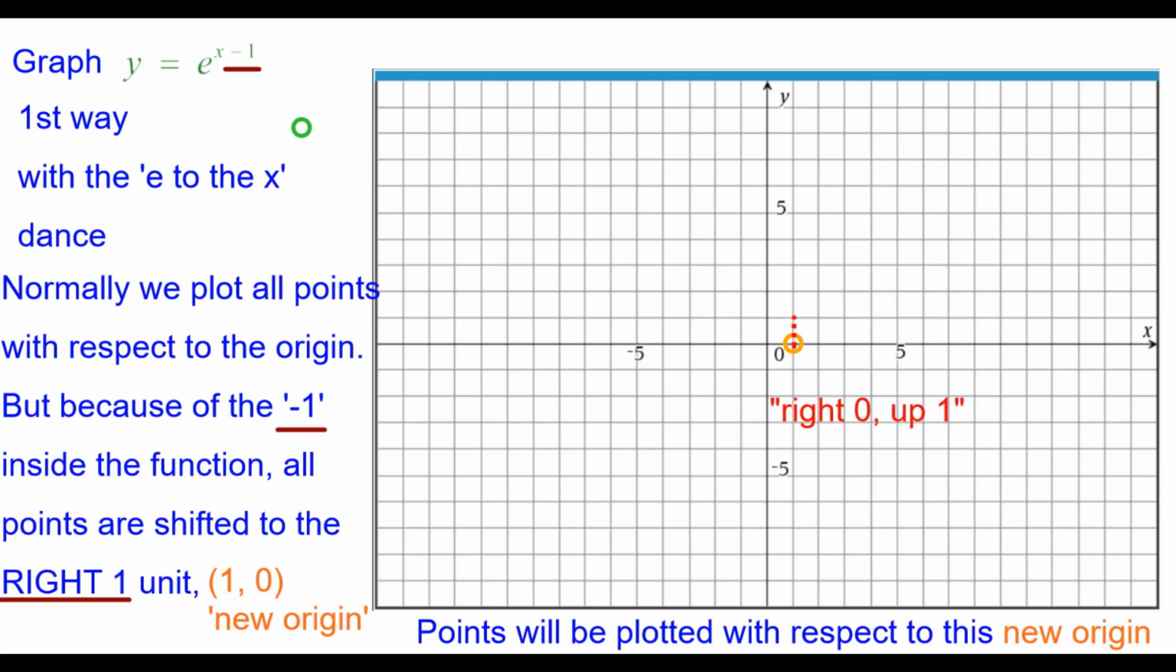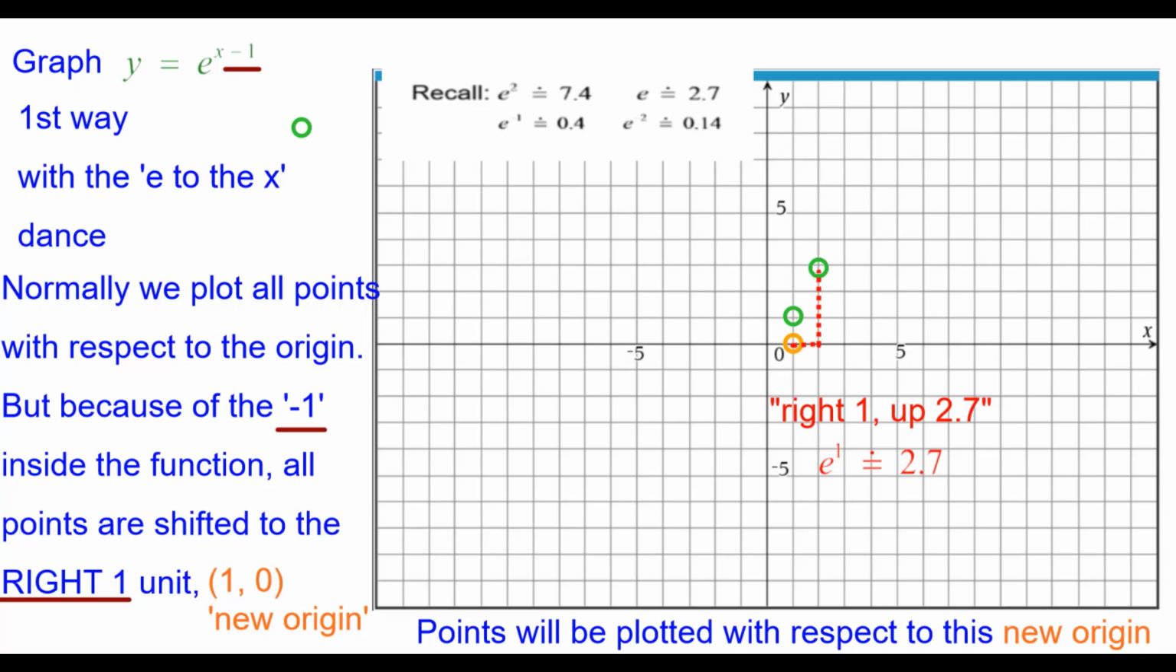So on the e to the x, we go right 0 up 1, because e to the 0 is 1. Right 1 up e, which is 2.7. We include these values here. These are the powers of e that you should know to graph the e to the x function and the natural log function. Right 2 up e squared, which is about 7.4. Left 1 up e to the negative 1, which is about 0.4. And left 2 up 0.14, which is about e to the negative 2.